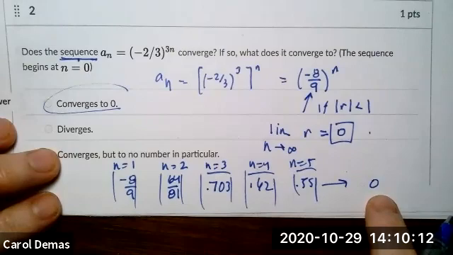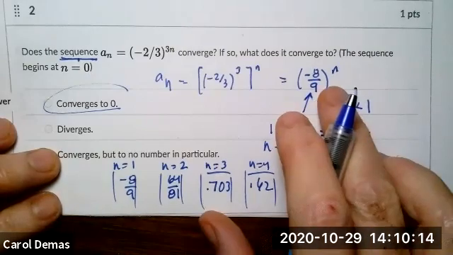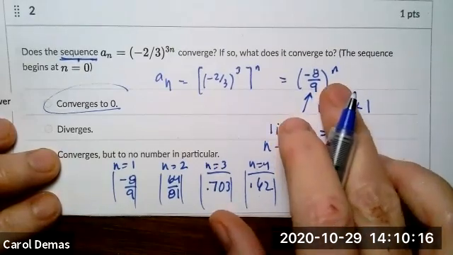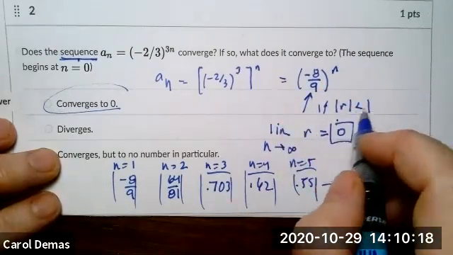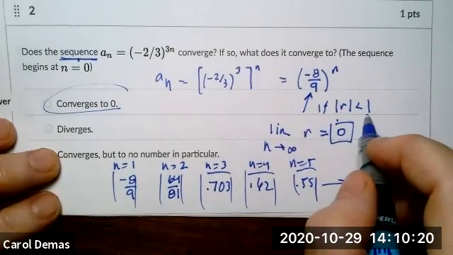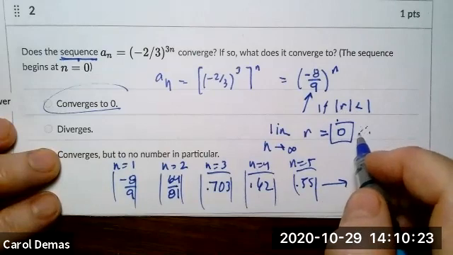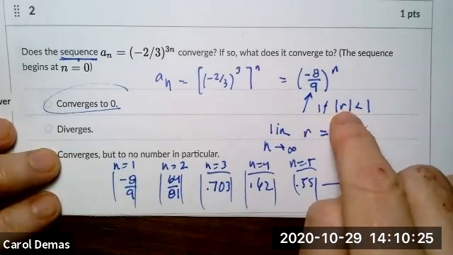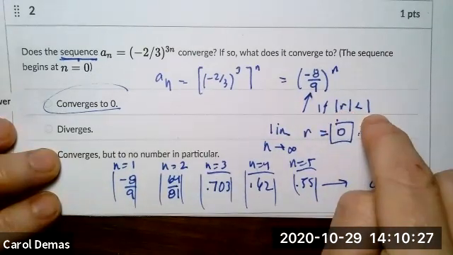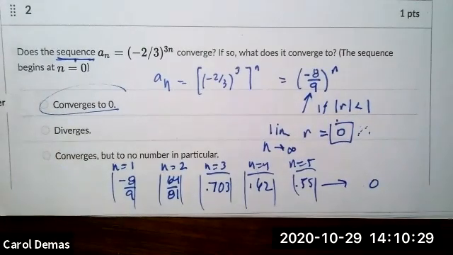No, you can have geometric sequences, yes. Geometric sequences, if the absolute value of the ratio is less than 1, it'll converge to 0. Okay? Only if the ratio absolute value is less than 1. Okay? You see that?